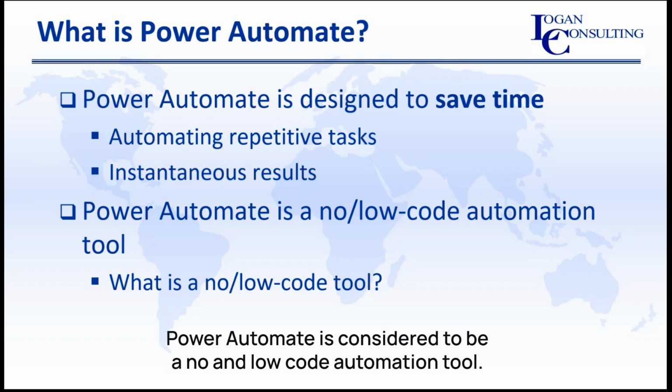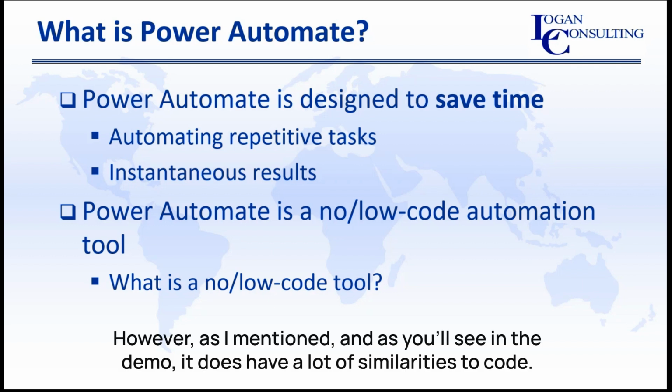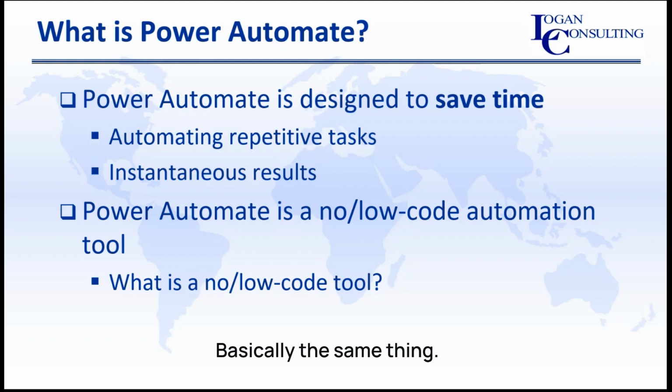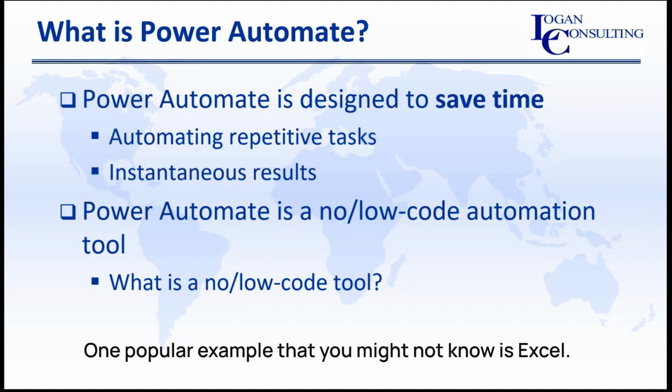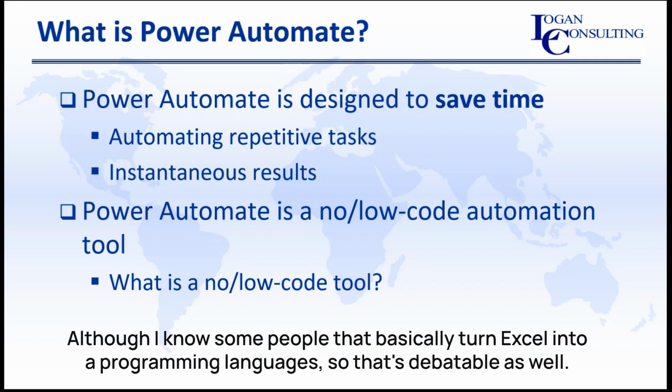Power Automate's considered to be a no and low code automation tool, and that means that it's designed so that people with no coding knowledge can use it. However, as I mentioned, and as you'll see in the demo, it does have a lot of similarities to code. You'll see for loops, if statements, things like that, that are typical of a developer. Basically the same thing, but one popular example that you might not know is Excel. That's considered to be a no-code tool, although I know some people that basically turn Excel into a programming language, so that's debatable as well.